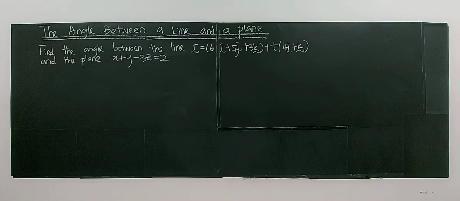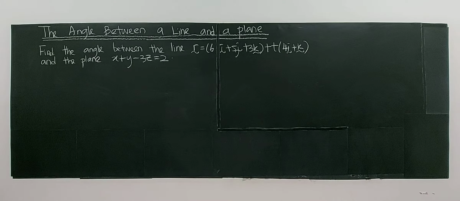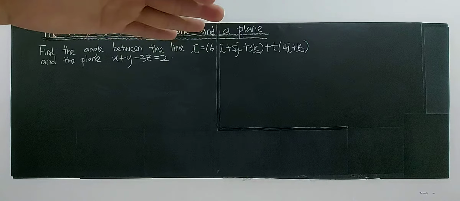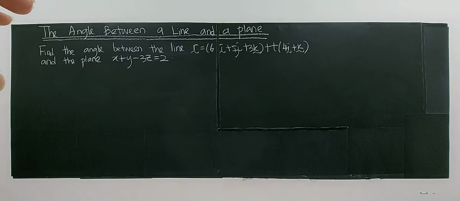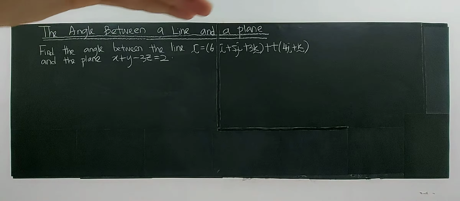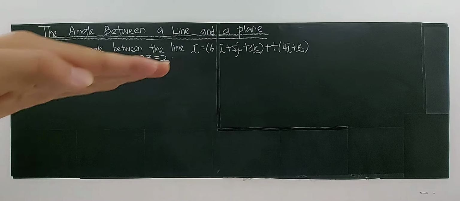In this video, I'm going to explain how to find the angle between a line and a plane, right? So if the line is intersecting the plane, they will be forming an angle between the line and the plane, right? I will use this question to explain the concepts. Find the angle between this line and this plane.